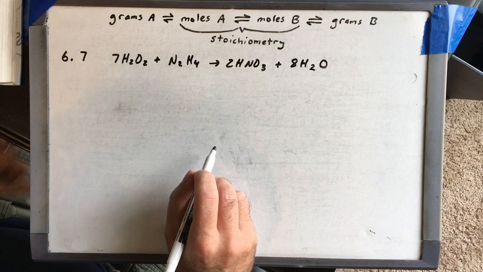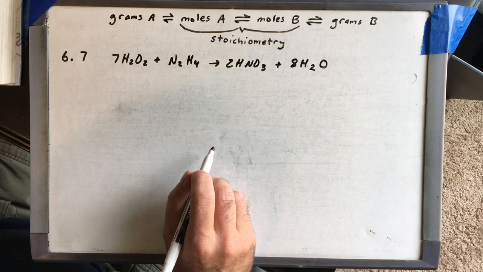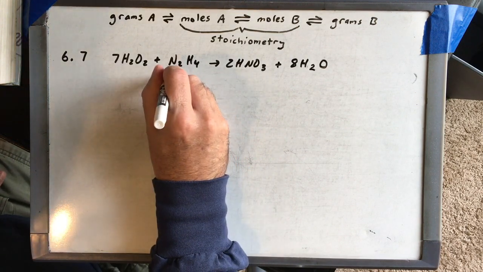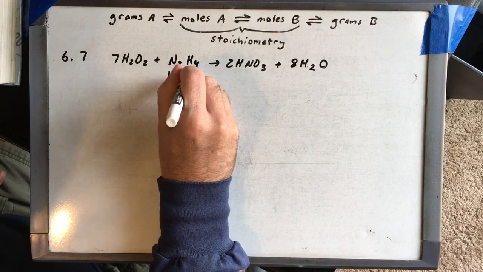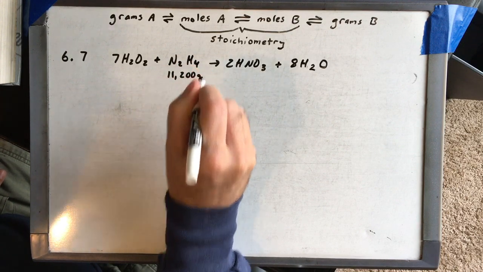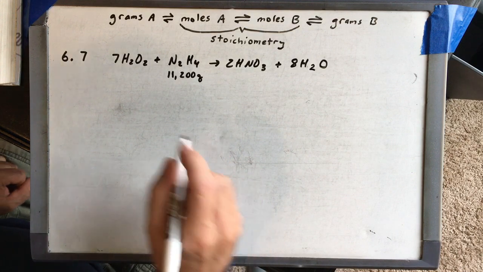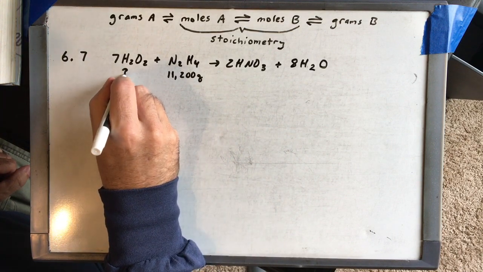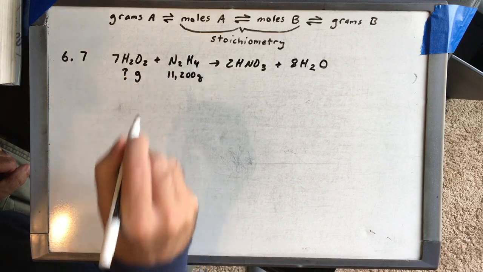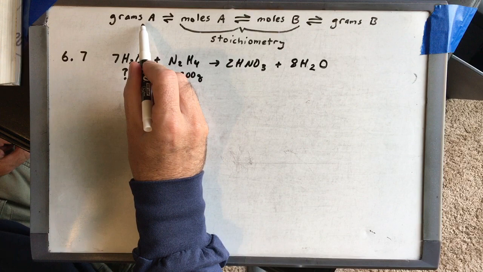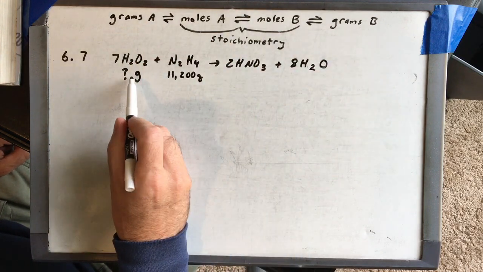So a rocket engine has 11.2 kilograms of N2H4. Again, we're at the top of page 183, 11.2 kilograms. Let's go ahead and change that to grams, 11,200 grams. What's the minimum mass of H2O2? So put a question mark. Mass means grams. So we're going from grams of N2H4 all the way to grams of H2O2.